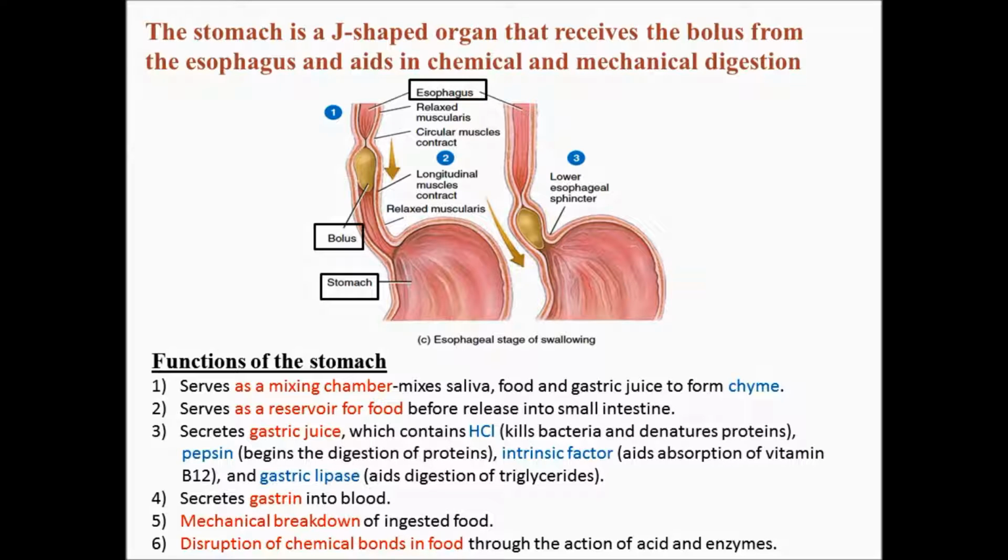The stomach also secretes gastric juice, which contains hydrochloric acid, pepsin, intrinsic factor, and gastric lipids. It also secretes gastrin into the blood. Gastrin is a digestive hormone that stimulates the gastric glands. Besides, the stomach also aids in chemical and mechanical digestion.